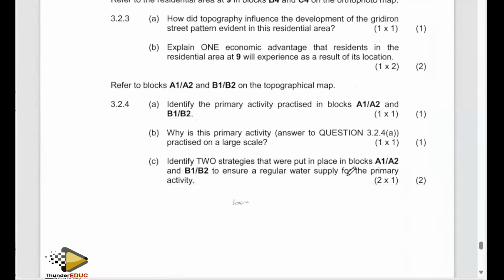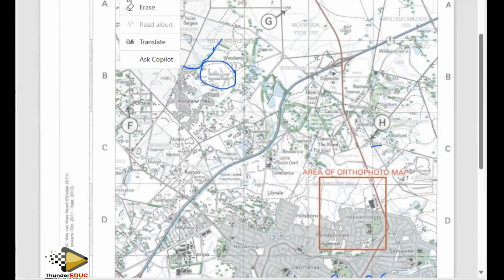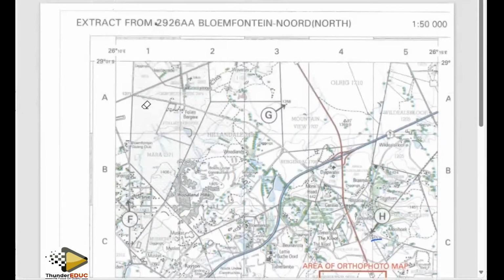Refer to blocks A1, A2 and B1, B2. Identify the primary activity practiced in block A1, A2 and B1, B2 on the topographic map. Primary economic activity. Right, let me just erase off these markings. Block A1 is this one. Blocks A1, A2, B1, B2: we're looking at these blocks here, from somewhere here, A1, A2, until here, B1, B2, somewhere there.